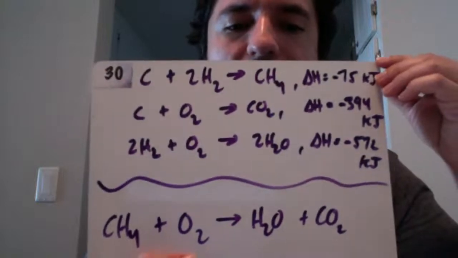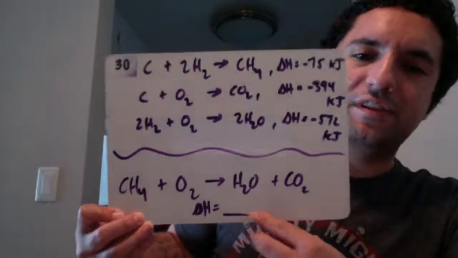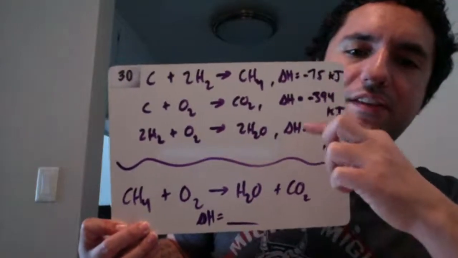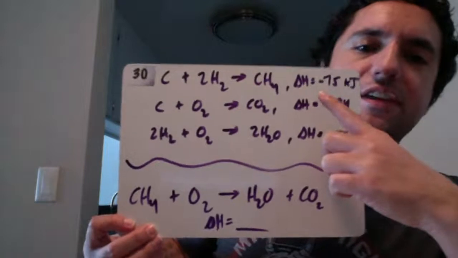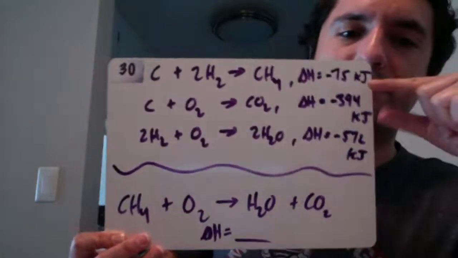So basically, if I want to find the change in enthalpy for this thing, kind of like what I was saying before, you have to try to manipulate these to look like that. So I have CH4 on the right, but I need it on the left. So I'm probably going to have to multiply this by a -1.